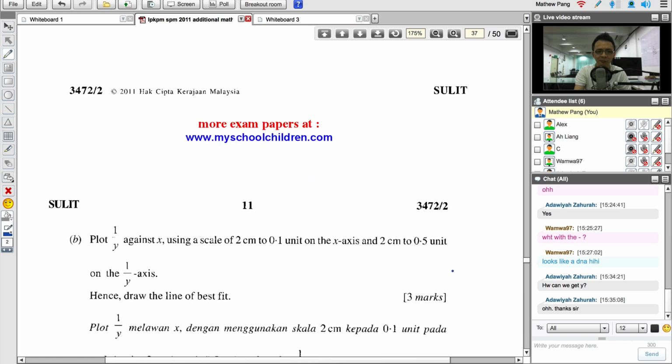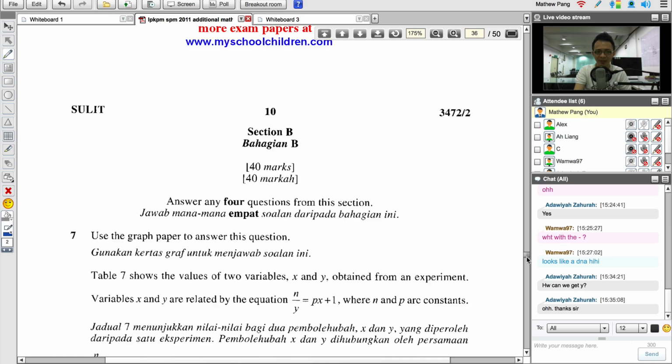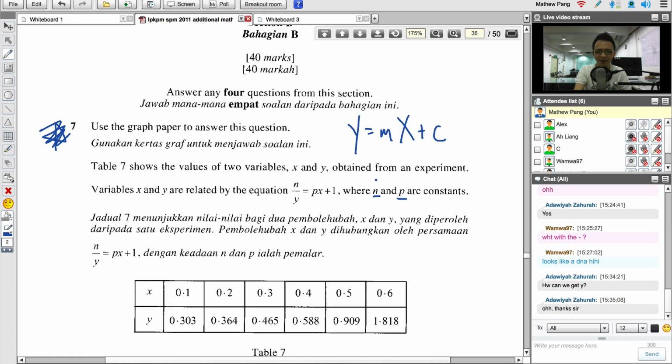And then he asks you, this is the important one, plot 1 over y against x. That means I must get some idea. So he asked me to plot 1 over y against x. So this is my y and this is my x. So my y equals mx plus c, I'm going to change to 1 over y equals mx plus c.